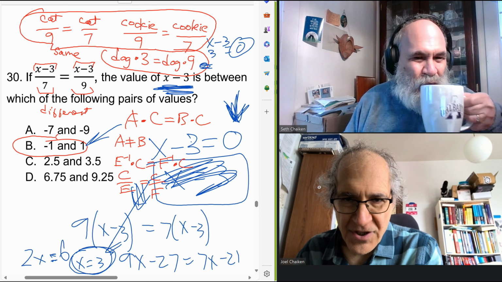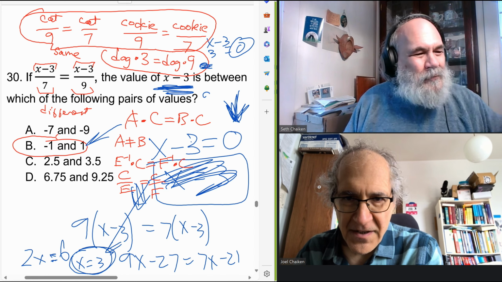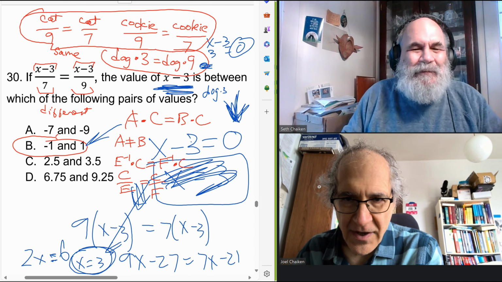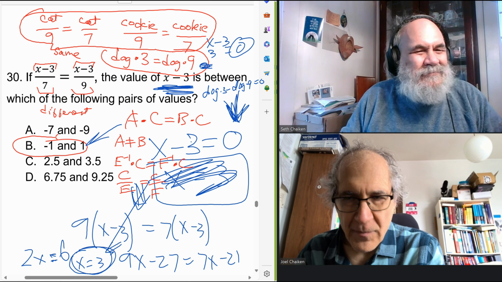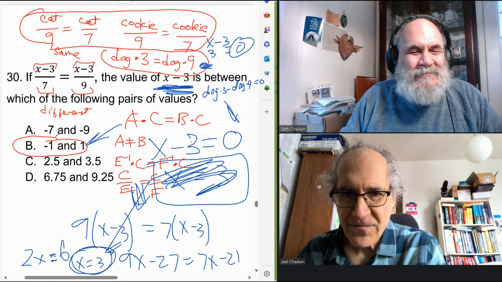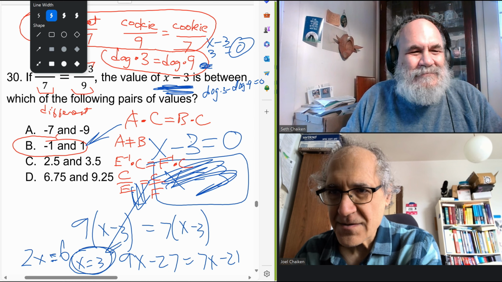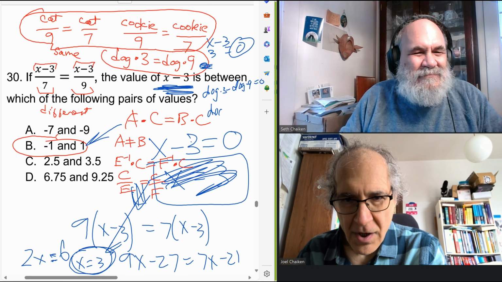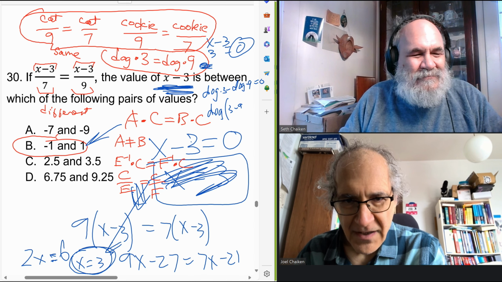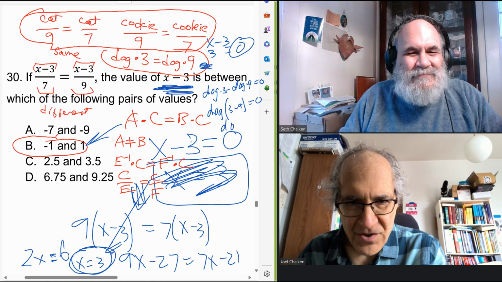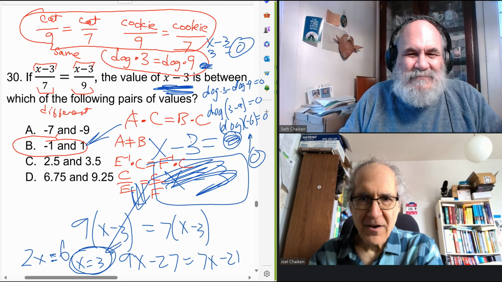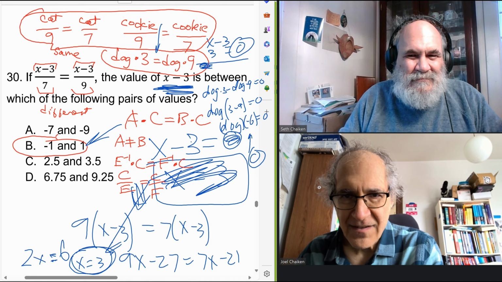Now, if you want to show it another way, which maybe some people would like to see, we could take this equation and move everything to one side. So we get dog times 3 minus dog times 9 is equal to 0. We do what's called the greatest common factor: dog times (3 minus 9) is equal to 0. Now 3 minus 9 is negative 6. Dog times negative 6 is equal to 0. So the only thing dog can be is 0. If this isn't obvious to someone, then this is the way to show it.